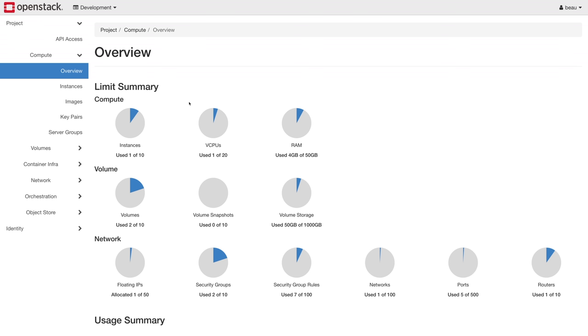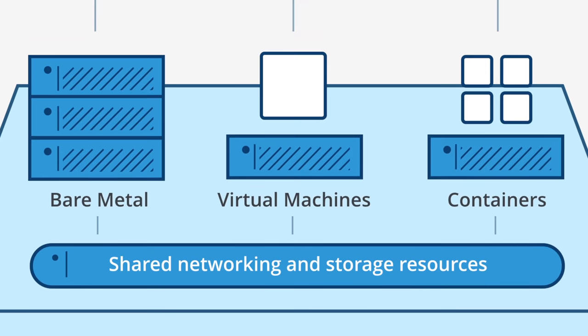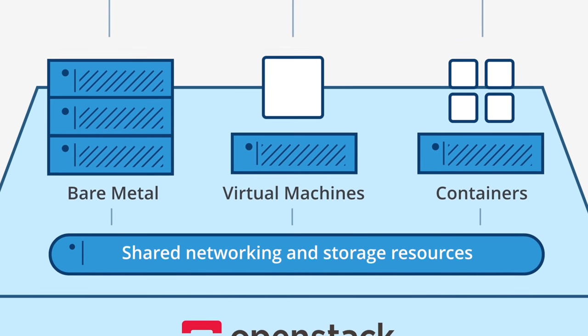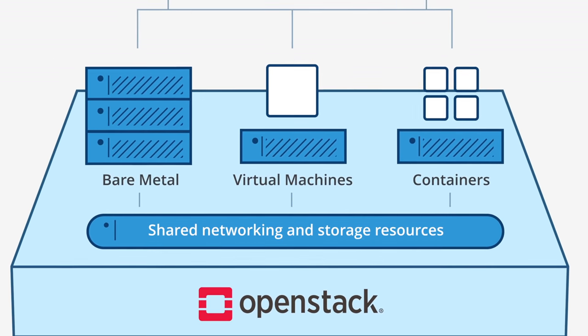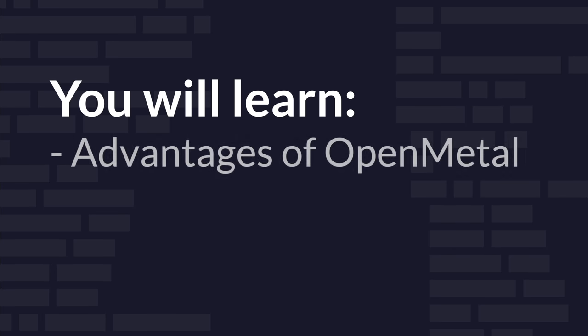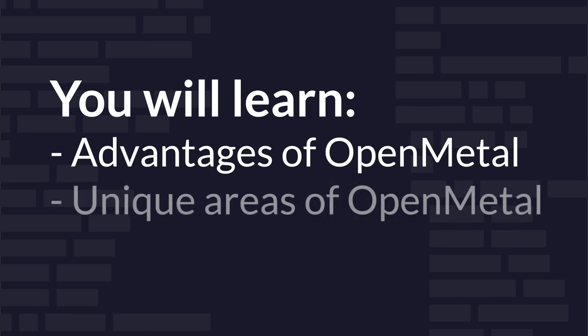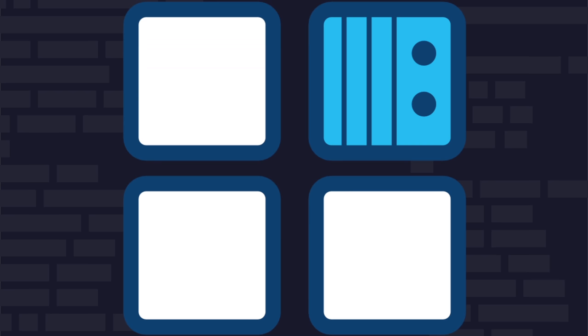So now we're going to talk about how private clouds are deployed. We're going to learn more about how your private cloud is deployed and learn more about the environment. OpenStack can be deployed in several different ways, and this section highlights the characteristics of this private cloud. We're going to explain some of the advantages of this type of deployment and some things that are unique to OpenMetal.